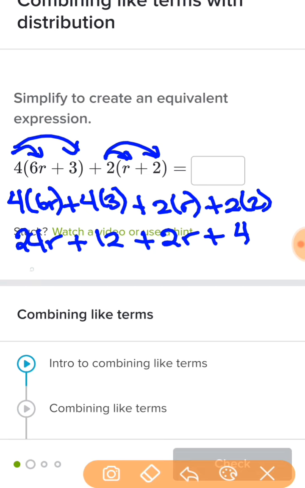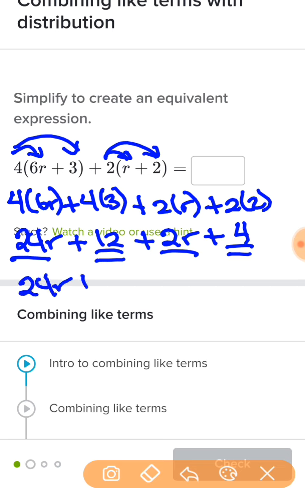So now I'm looking to see if I can do any other math now that it's all cleaned up. Well, I have 24r and 2r. They both have the same last name of r. They both end in r. So those are like terms. And 12 and 4 are also like terms because they are both constants. They're a part of the constant family. So now I'm going to put my family members together.